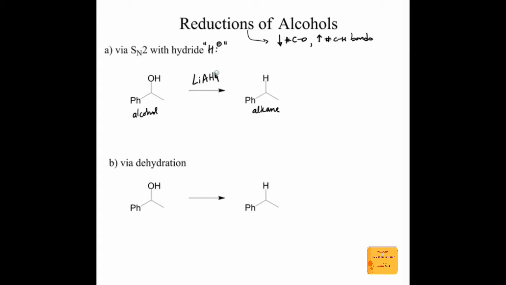Lithium aluminum hydride, LiAlH4. That was a source of hydride. What would happen if I mixed an alcohol and lithium aluminum hydride? Well, I wouldn't expect to do an SN2 mechanism because, once again, my OH is a poor leaving group. But in this case, it's not that there's no reaction, because the hydride, just like a Grignard, is an extremely strong base, and the alcohols, remember, have a very acidic proton. That's one of the properties of alcohols.